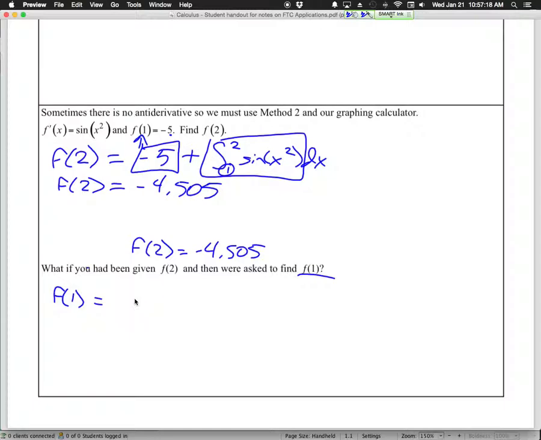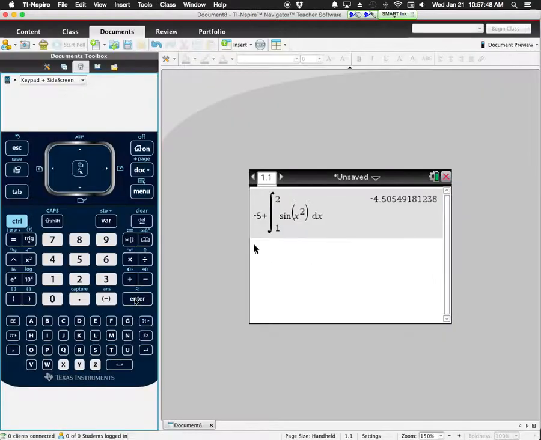So f of 1 is what I'm looking for. Set that up for me to find f of 1. f of 1 is -4.5 plus... Would you subtract or add? You'd still add. Still add, okay. Plus the integral sign, 1 on top, 2 on the bottom, so from 2 to 1 of sine of x squared dx. So when I punch this in, what should I get as an answer? I should get -5 as an answer.